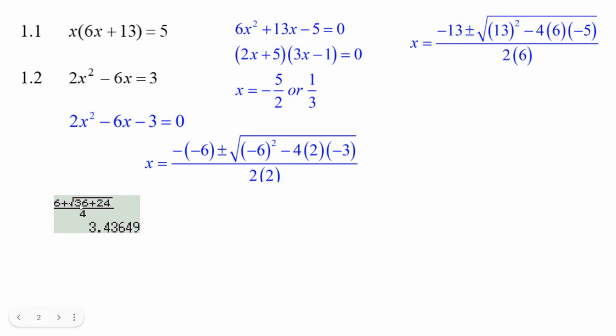But I put this in my calculator. That's 36, plus 24, over 4. 6 plus the root of 60 is 3.43. The other one is minus this root 60, and there are my 2 answers: negative 0.44, rounded off to the nearest hundredth, or positive 3.44. Well, there are the first 2 questions.